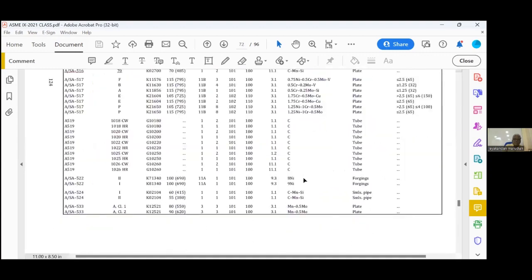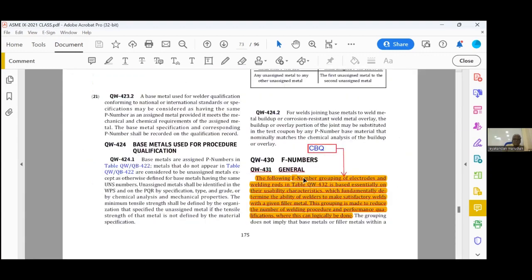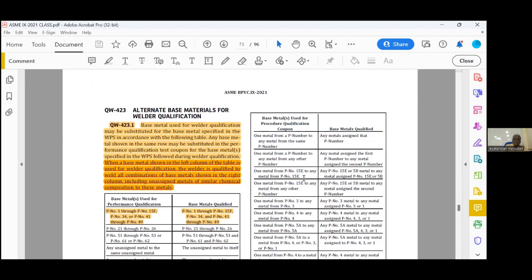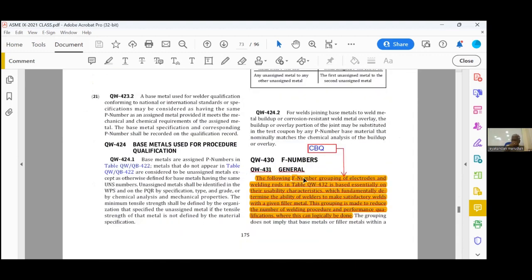Then after, go to page number 175. F numbers. The following F number grouping of electrodes and welding rods is based essentially on their usability characteristics, which fundamentally determine the ability of the welder to make satisfactory welds. This grouping is made to reduce the number of welding procedure and performance qualifications. That is closed book.